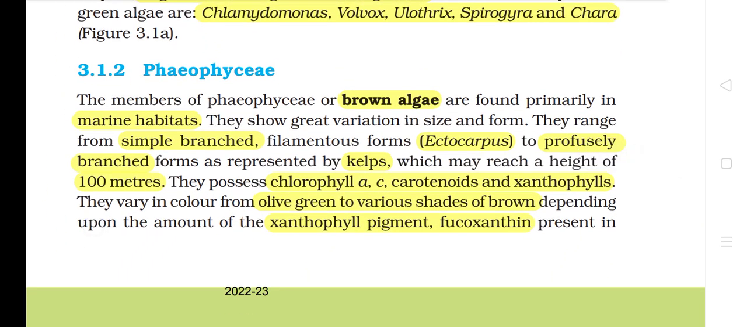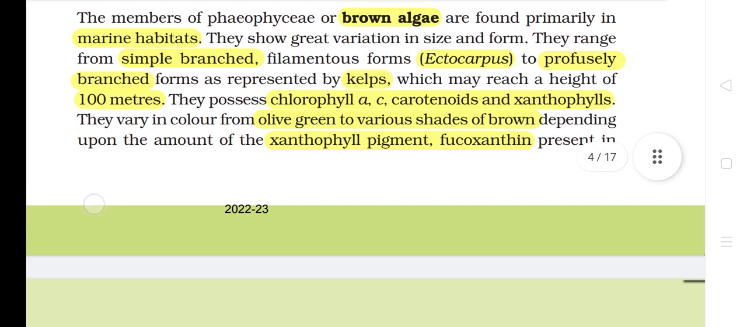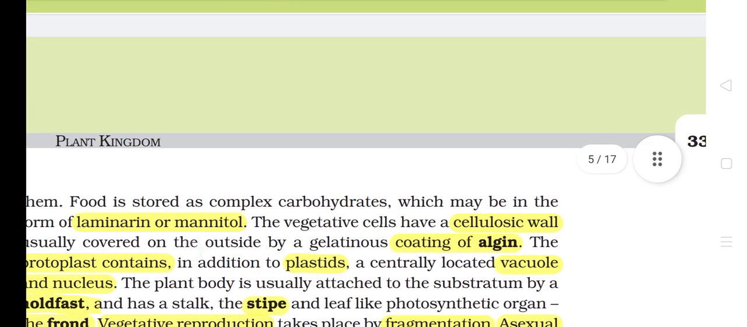3.1.2 Phaeophyceae. The members of Phaeophyceae, or brown algae, are found primarily in marine habitats. They show great variation in size and form. They range from simple branched filamentous forms, Ectocarpus, to profusely branched forms as represented by kelps, which may reach a height of 100 meters. They possess chlorophyll a, c, carotenoids, and xanthophylls. They vary in color from olive green to various shades of brown depending upon the amount of the xanthophyll pigment fucoxanthin present in them.